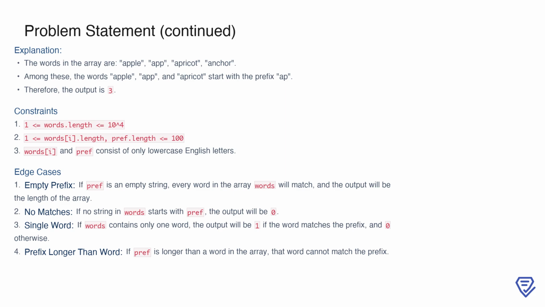Additionally, it's important to consider constraints and edge cases, such as when the prefix is empty, when there are no matches, or when the prefix is longer than a word in the array. These scenarios will help ensure that we handle all possible inputs effectively in our solution.